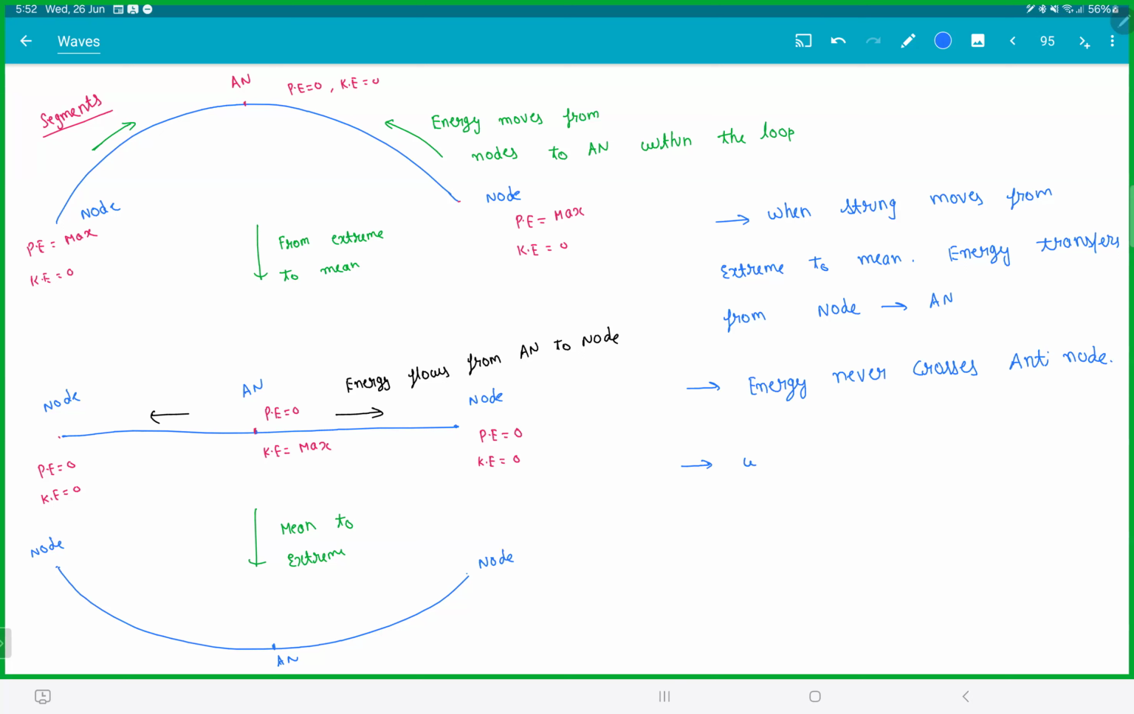Within the loop, energy is redistributed. Total is constant, but within the loop, every point is not the same. The energy never crosses the node. Now we can explain that in a much easier way. We can explain it from here.